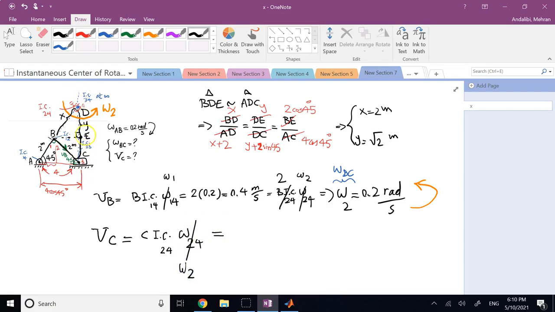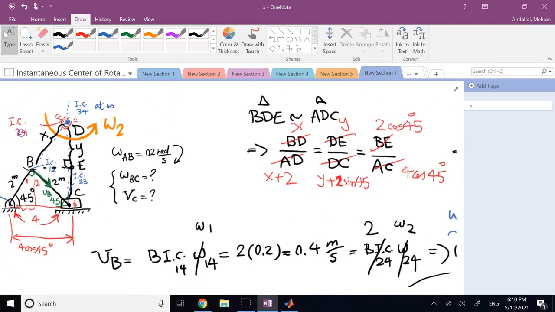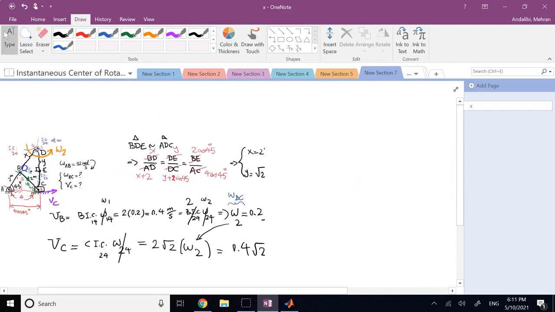this distance is y plus EC, which is this distance here. And that distance is 4 sine 45, which is 2 square root 2. That is going to be omega 2. And omega 2 is already calculated as 0.2. So you're going to get 0.4 square root 2 meters per second. And clearly, because omega 2 is counterclockwise, V of C has only one option, and the option is to be to the right side.